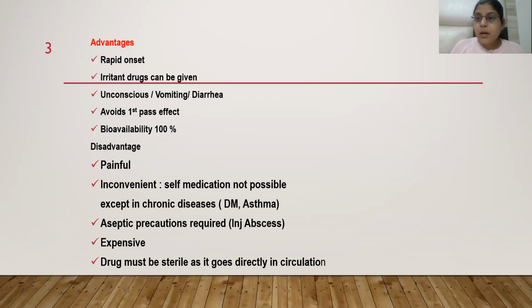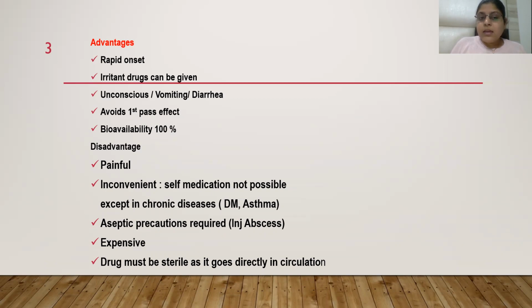Bioavailability with intravenous is 100%, with subcutaneous it is 70 to 80%, and with intramuscular it is 60 to 70%. So the bioavailability is highest with intravenous, but in all three cases it is probably more than with the oral route.